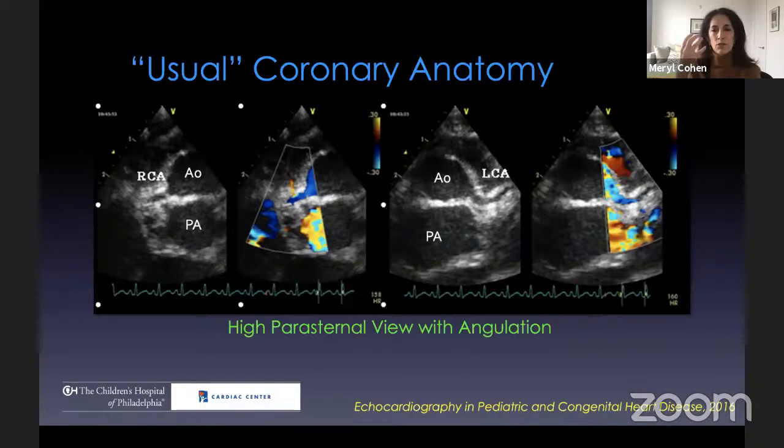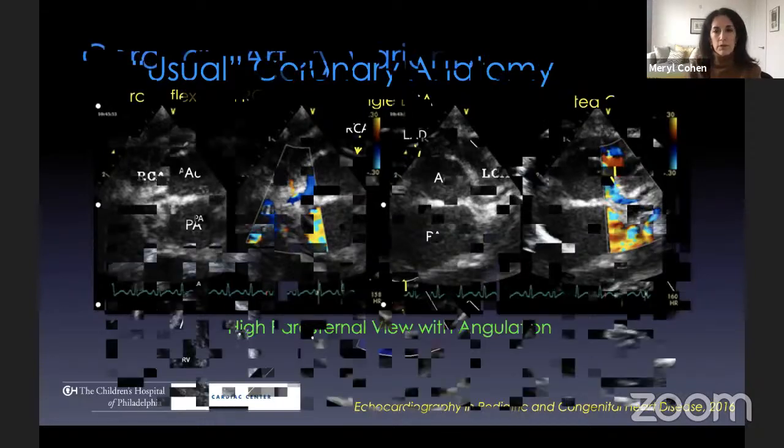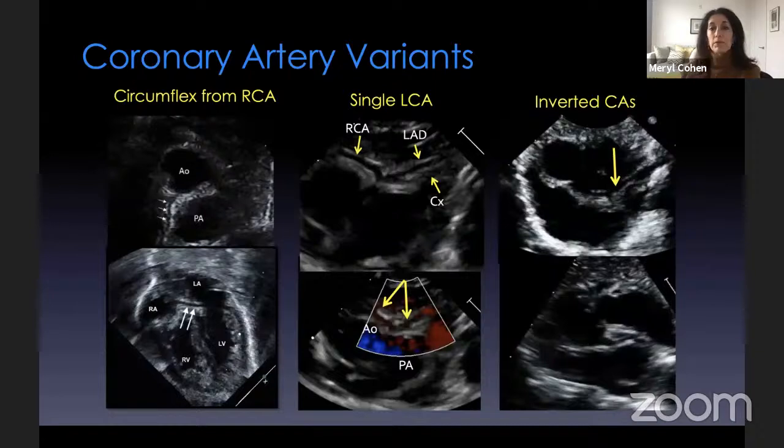And here is the usual imaging view we use to see the coronary arteries in transposition. It's a high parasternal view with some angulation to the right and left to visualize both orifices. And here are just some examples of variants in transposition. This is the most common, a circumflex from the right. You can see the aorta here. You can see the right coronary artery here, and then the circumflex making its way around the pulmonary artery. And you can see in this apical four-chamber view, as you sweep up, you can see the coronary passing behind the pulmonary artery. It looks very similar to the circumflex from the right in the normal patient who has normally aligned great arteries.